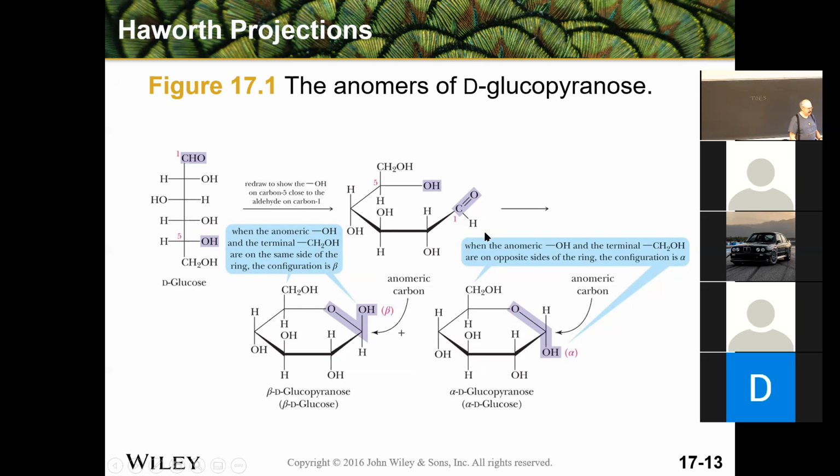Okay, well, it turns out that this ring can close from 2 different directions. It can close on one side or the other side, which gives rise to 2 isomers. Where OH is pointed up in this configuration, that's called the beta form. And where it's pointed down, that's the alpha form. And this is the anomeric carbon where the ring closes and where we have this cyclic hemiacetal group.